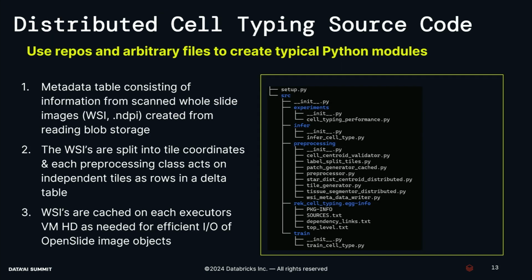All right, and then the source code, because we can use repos and arbitrary files in Databricks now, it looks like a regular repo and it looks like regular software engineering. So I really appreciate that. In general, we have our classes and it helps us with modular code, and this will help us distribute and do new things in the future.